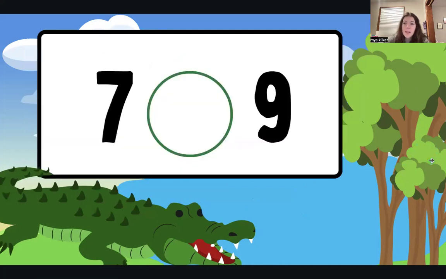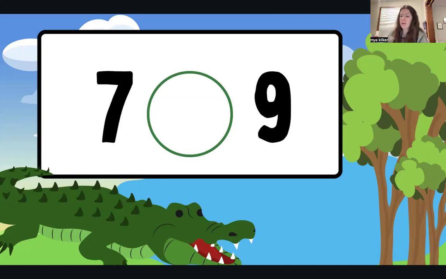So 7 compared to 9. Let's just get your notebook out and we can write it out. And it helps if you draw a picture. This would be a really short number line because we would go from like 7, 8 to 9. But our number line shows us that we're getting bigger. So 7, 8, 9, that 9 is bigger than 7.